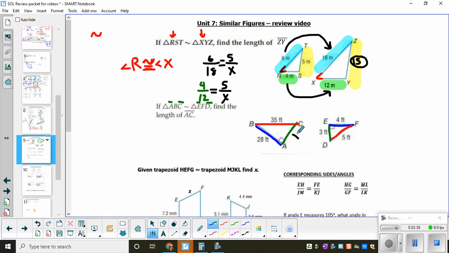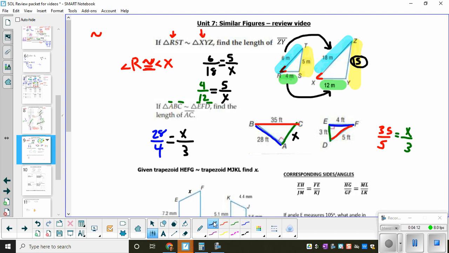Now, if our goal here is to find this side, it's up to you. You can use the blue matching and say, okay, so 28 goes with a 4. And then I'm going to use the green unknown to match up with a 3. My folks in red, you would say that the 35 turned into a 5. And again, you would say that the unknown then turns into a 3. So it doesn't matter which ones you're using, we're going to get the same answer.